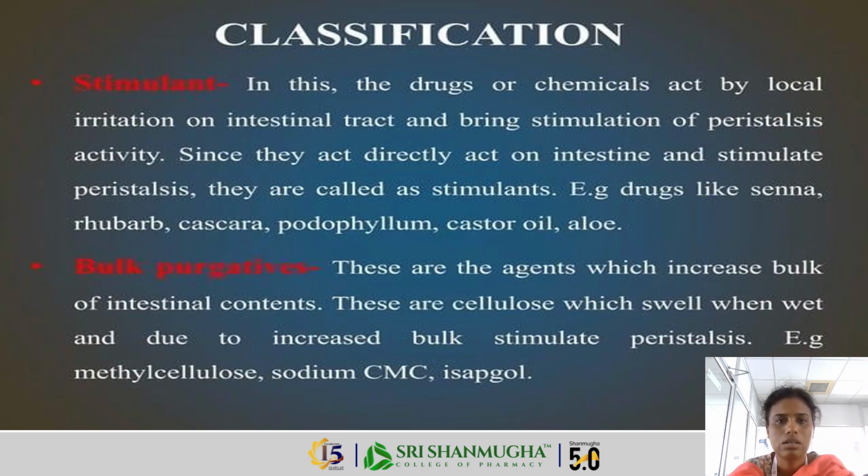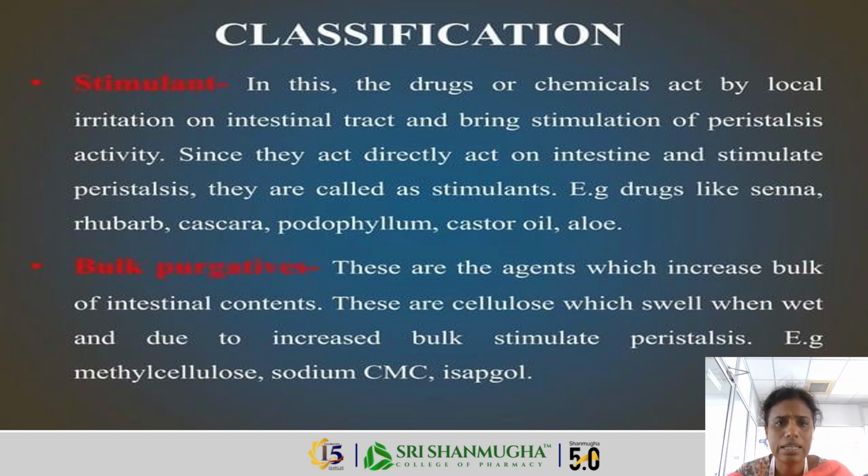Cathartics are broadly classified into different types based on the mechanism of action. We are going to discuss four types of classification. First one is stimulant, second one is bulk purgatives. First we are going to discuss bulk forming cathartics. These include substances like psyllium and bran.